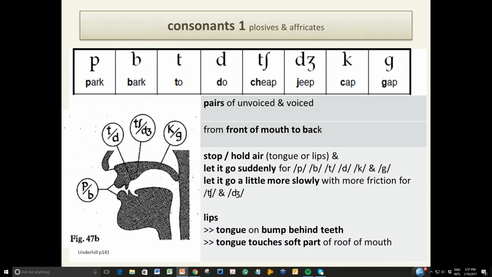So what's happening here, remembering with the consonants there is some kind of obstruction to the air. With these you're letting it go suddenly like a pop with most of them, the p, b, t, d, k, g, hence the name plosives, or letting it go a little bit more slowly with more friction, as you can see, for the ch and the j.